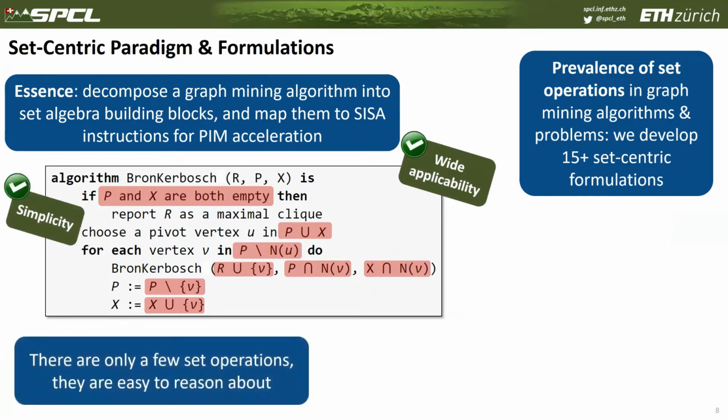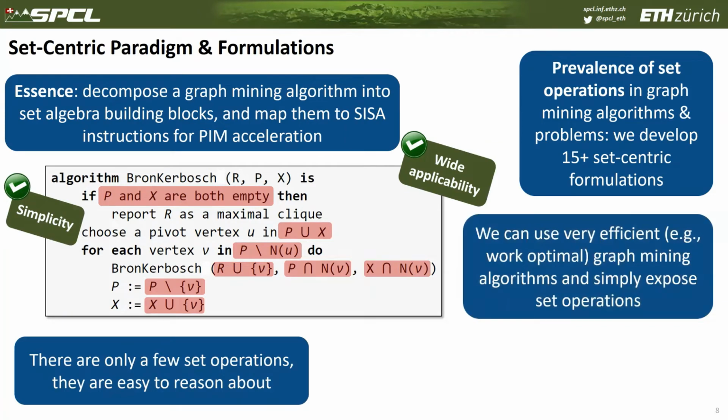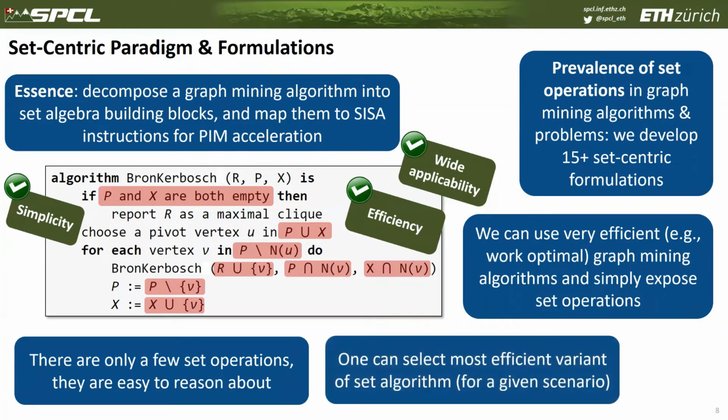On the other hand, as we only have a few of these operations, the way we are going to speed up the algorithm, for example by playing with different variants of set intersection or set union, is going to be simpler than dealing with all the complexity of the whole algorithm as a whole at the same time. And finally, we can also get more performance because we can tune these different implementations of the set algebra building blocks with different variants of set operations. And you can select for a given scenario which variant is the most beneficial.